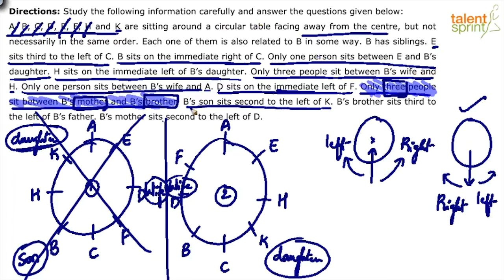Right? Let's see. B's son sits second to the left of K. Second to the left of K. B's son, this would be son. Right? Left of K. Second to the left of K. So this stands correct so far.